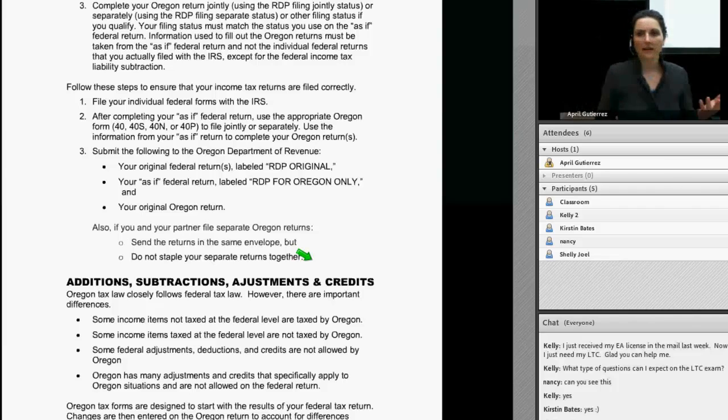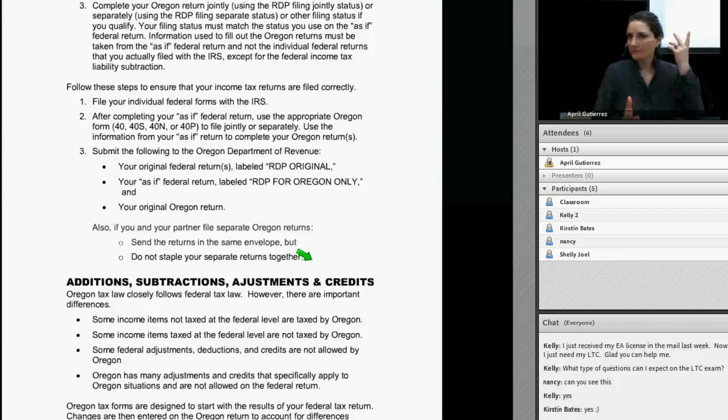Something that is possible, and we are doing it in our firm, is filing our RDPs electronically with Oregon. It is possible to do that with direct e-file. On a joint return, it's exceptionally difficult. But on the RDP filing separately status, it's simply a matter of changing the filing status in the software.